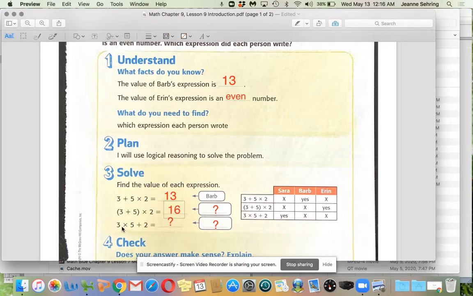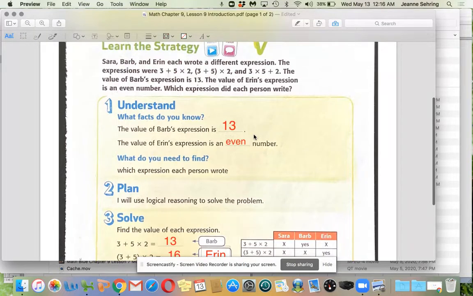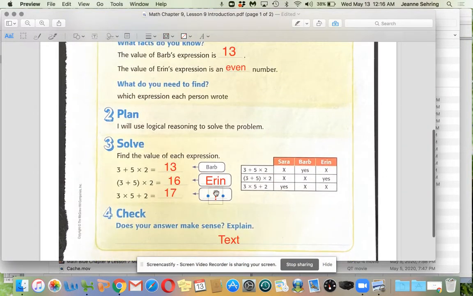Let's look at the last one first. We do multiplication first. 3 times 5 is 15, plus 2 more is 17. So the only even number here is 16, so that has to be Aaron. And by process of elimination, the last one, if Barb is 13 and Aaron is 16, then who's my last friend? Sarah. Sarah has to be the one who wrote this expression.